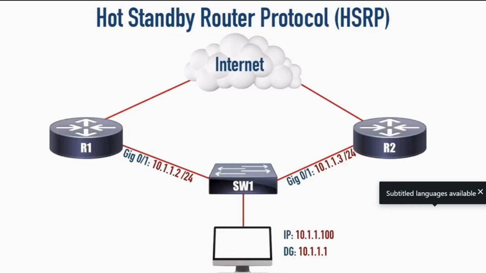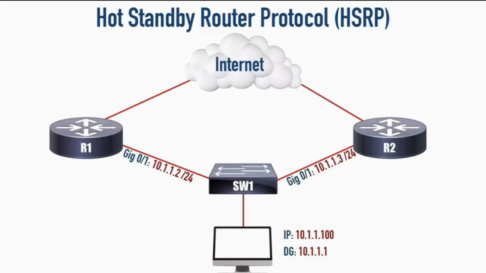FHRPs. Those are first hop redundancy protocols, and there are three of them that we need to know about in our Cisco environment. There is HSRP, VRRP, and GLBP. First, let's take a look at HSRP, and that's going to help us better understand what these FHRPs are about.